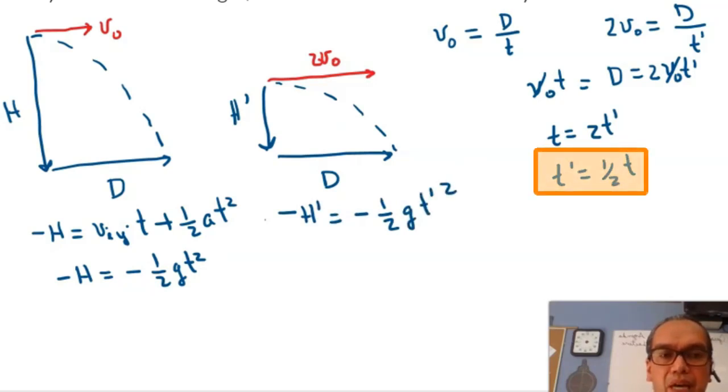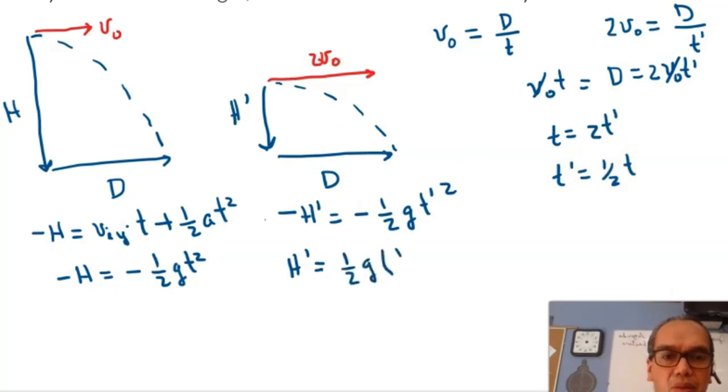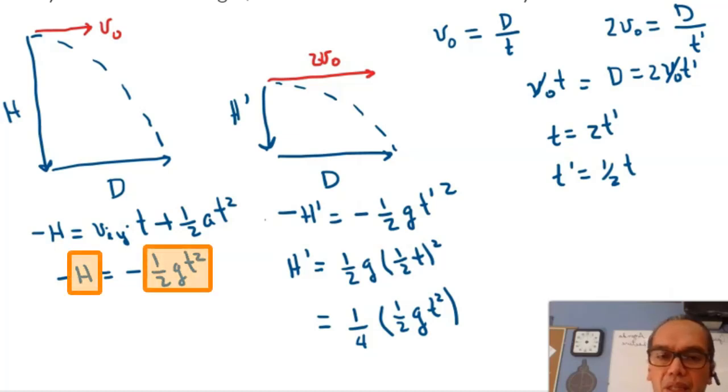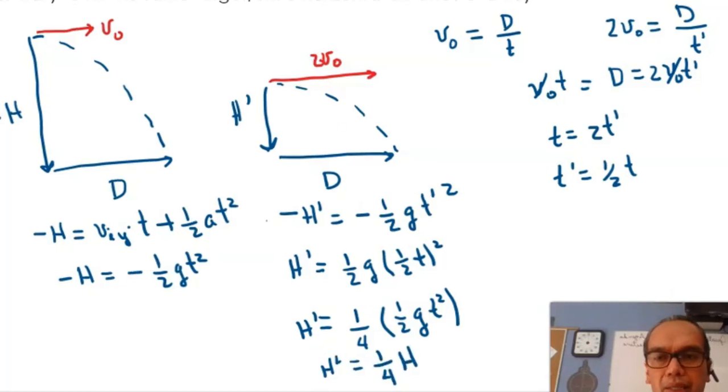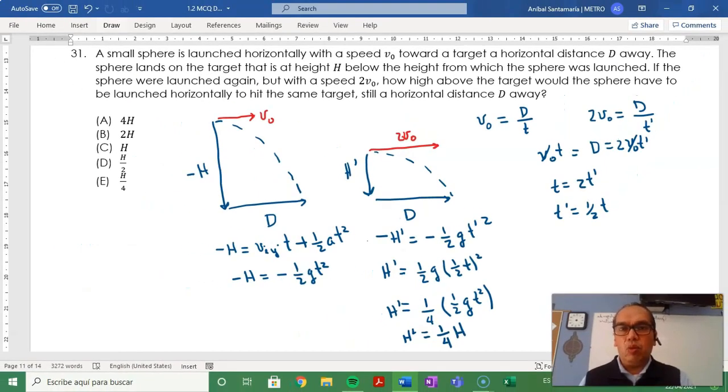But t prime is half t, so what we have is that h prime is equal to 1/2 g times 1/2 of the time squared. If you separate this judiciously, you should have 1/4 of 1/2 g t squared. But the parenthesis is equal to h, so what we are saying is that h prime is equal to 1/4 of h, and that means that we have to start from 1/4 of the height, which is option E.